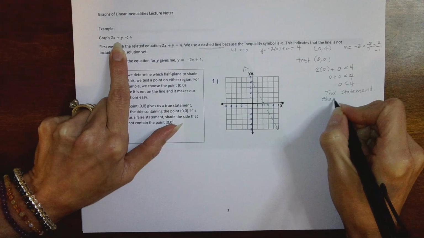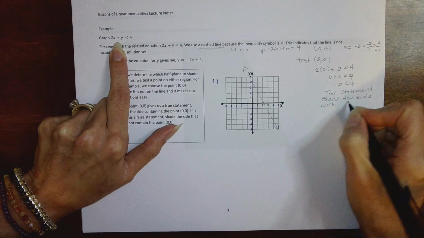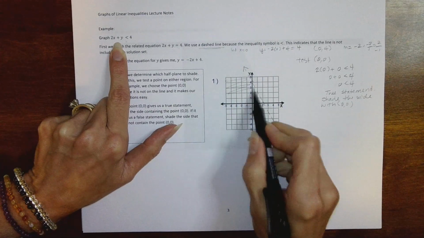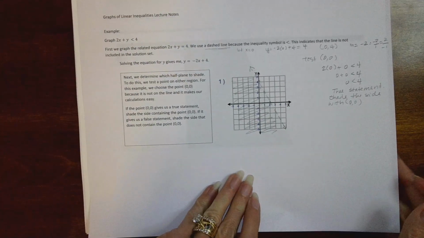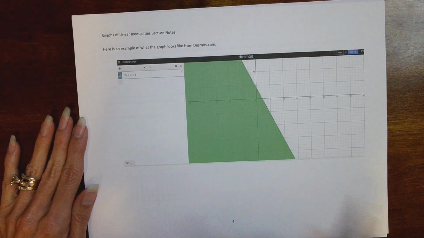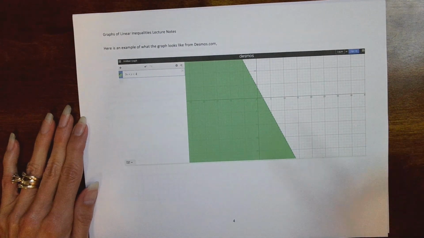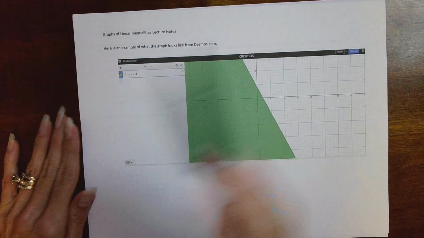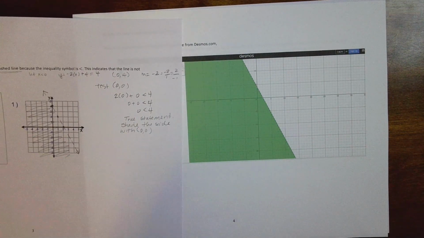So shade the side that contains 0, 0. So 0, 0 is the origin, it's right here, so I know that I'm going to shade that side. And this is what it gives you if you type that into Desmos. 2x plus y is less than 4, and you can see that these are little dashed lines and everything to the left is included, which is just a nicer version of what we just did.